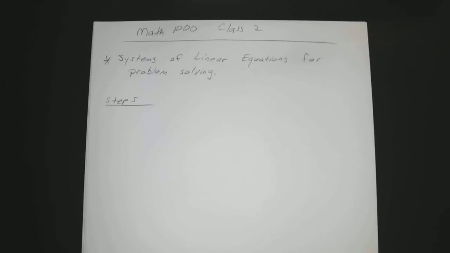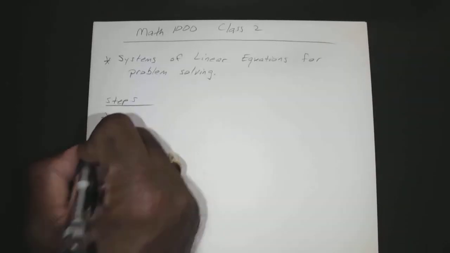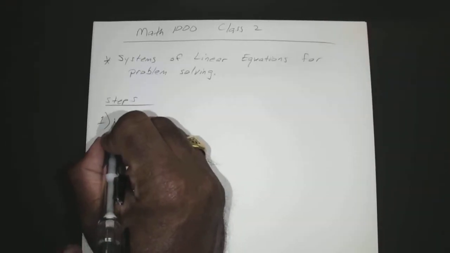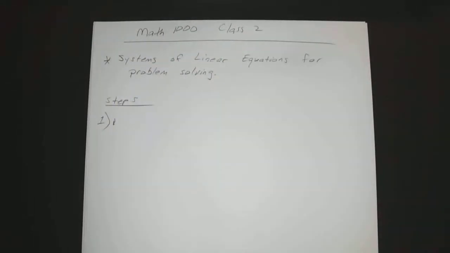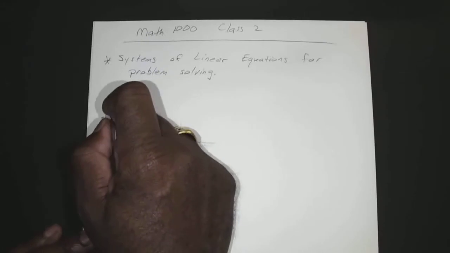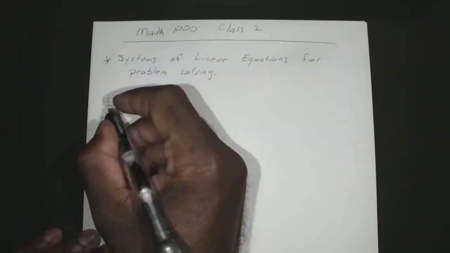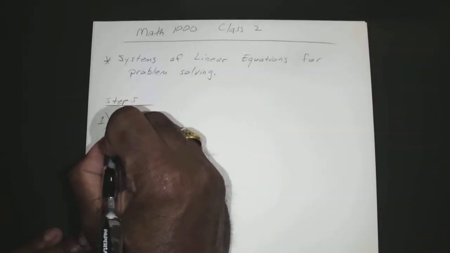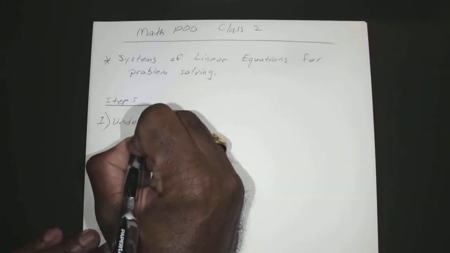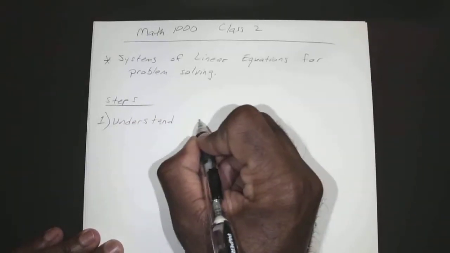So the first thing you want to do is understand the problem. You want to know exactly what they're asking you for. Usually for these problems, the very last sentence will tell you what they're looking for, so you don't have to go through the whole thing. Understand the problem.